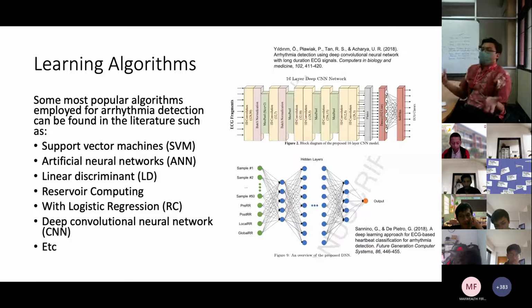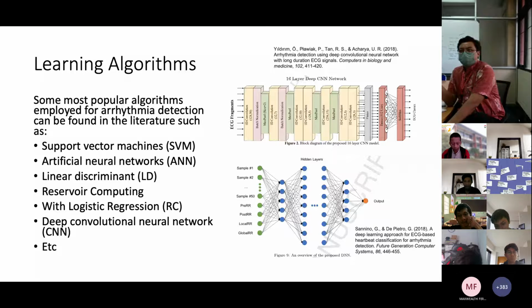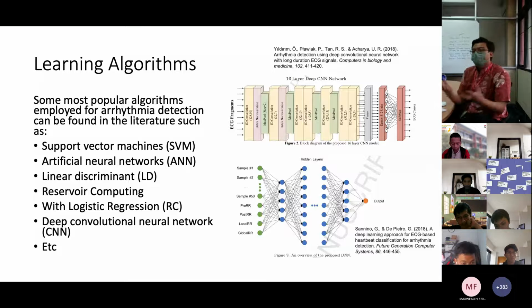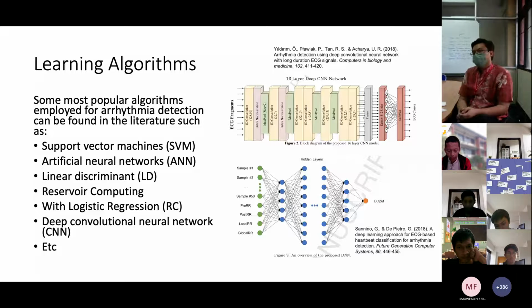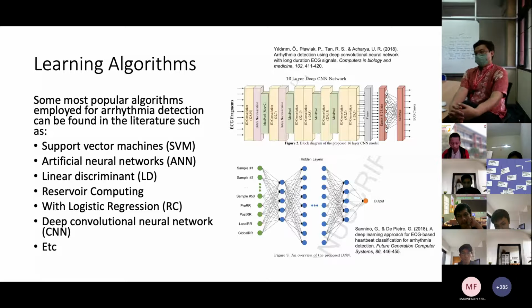So after you find that you have data, actually you create data. The data of a normal signal and the abnormal signal. Then what we need to do, of course, since you are in informatics, you know that if you have data for the two classes, you need learning algorithms.